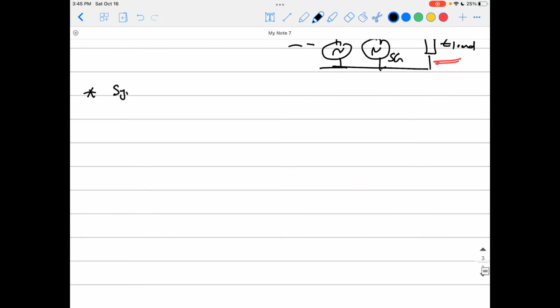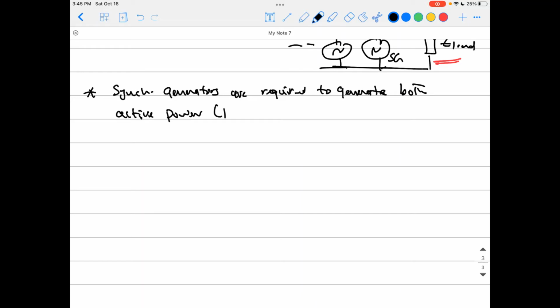Synchronous generators are required to generate both active power, P, okay, in watts, and reactive power, Q. It's measured in VARs, volt ampere reactives. Yeah, let me make it in capital letters.